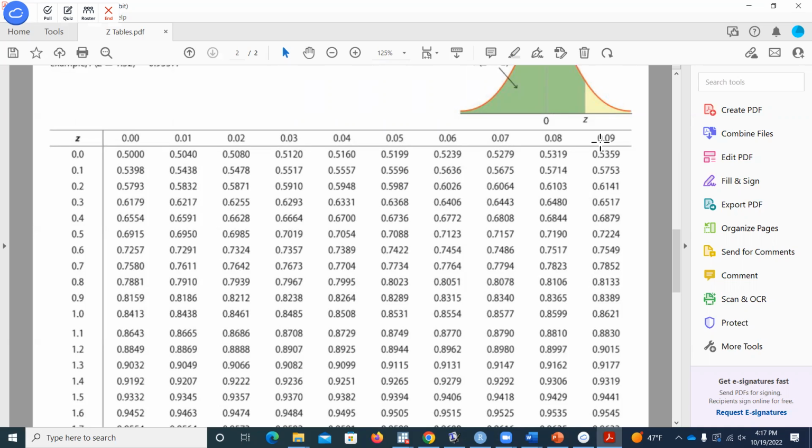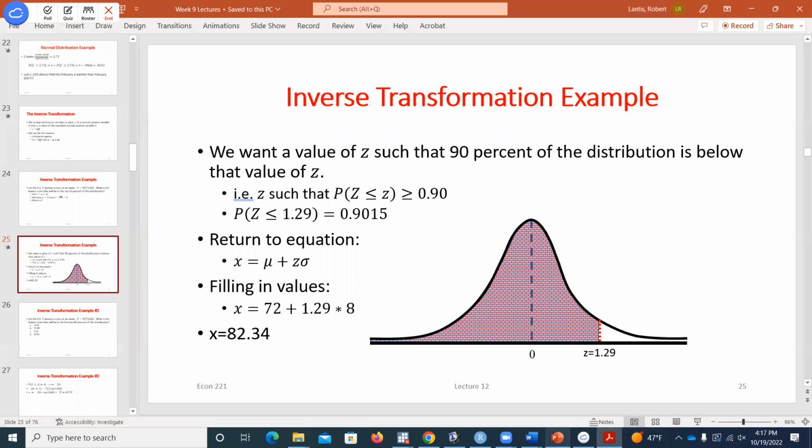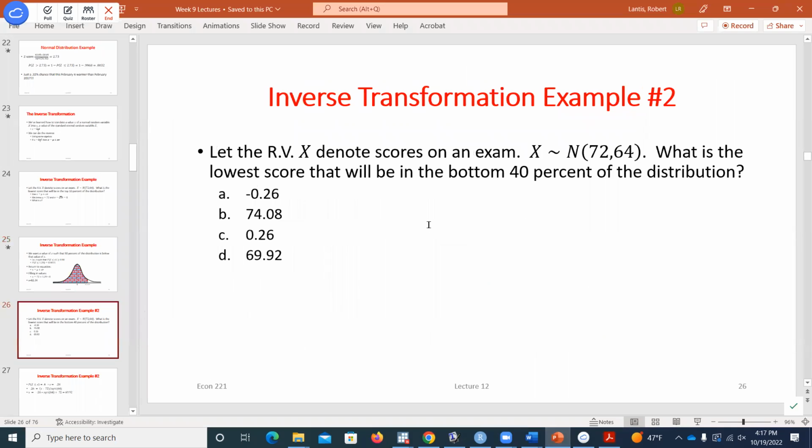So I think the next one says, what's the cutoff for the, oh, I already forgot. It's either bottom 33 or bottom 40%. I forget which one I did in the Excel example and which one I did in the slides. Bottom 40%. Okay. So you've got the same setup, but now we want the test score that's going to be the cutoff for the bottom 40%, right? Or the area to the left of this cutoff value is going to be 0.4.